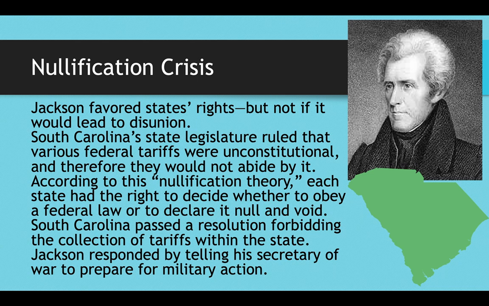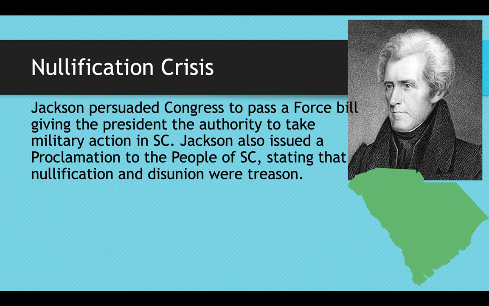So Jackson responded to this by telling his Secretary of War to prepare for military action. He was prepared to send troops to South Carolina to make them submit to the federal law. Now, in order to avoid military conflict, Jackson was able to persuade Congress to pass what's known as a force bill, which gave the president the authority to take military action in South Carolina, but then he didn't do it. So he basically wanted to make a statement that he could use force, as much as he said he was for the common man and small states in the West and the South.